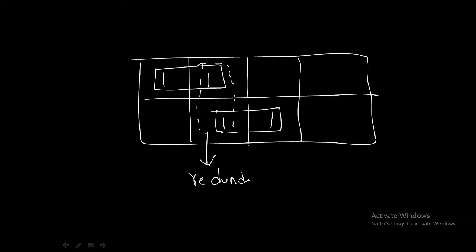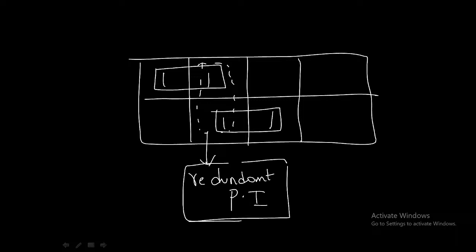Redundant prime implicant. So this is not useful. This particular group is known as a redundant prime implicant. This type of grouping is not useful here. So this type of prime implicant is known as a redundant prime implicant.